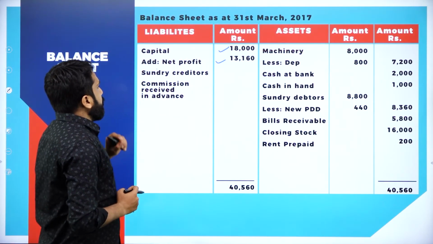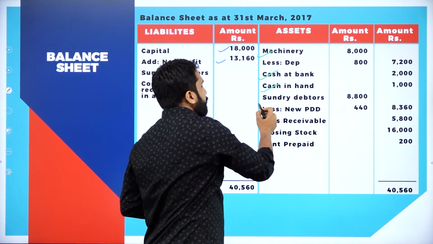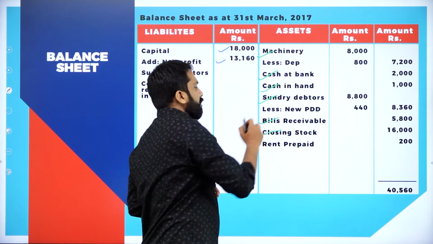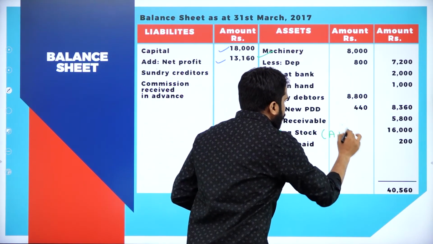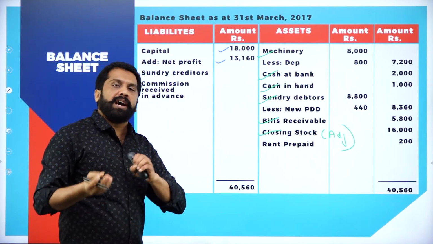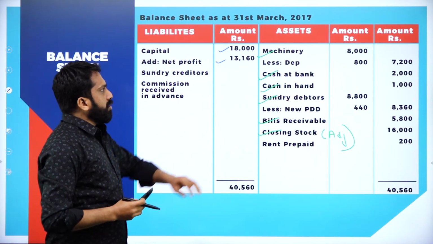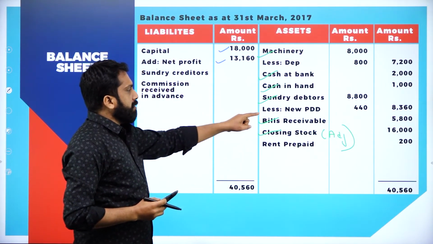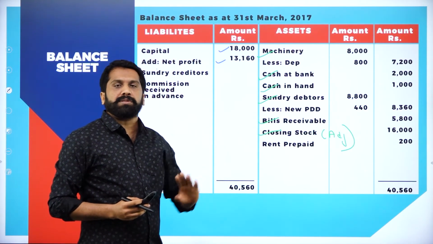In this, see, as we discussed, machinery, cash, cash in hand, debtors, bills receivable, closing stock. Closing stock, remember, you have to collect from adjustment. You will not get from the statement. You have to copy from adjustment. Now, if there is depreciation, minus. If it is PDD, minus. Simple. Other than that, same amount, copy paste.